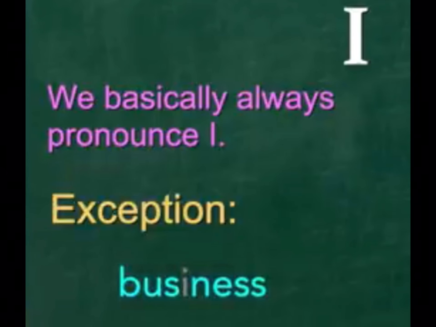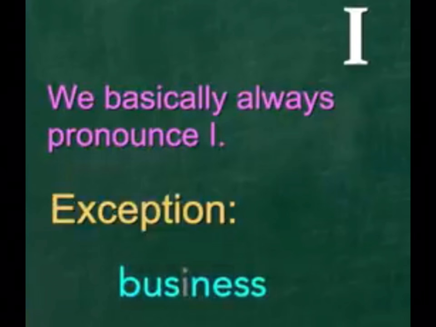Here we have, we are talking about I now. So, what about the letter I? We basically always pronounce the letter I. So the main exception is in the word business. We do not say busyness, okay? We say business. Here the I is silent, and this is the only exception in this word business. Remember, business, the I is silent. We never say busyness, okay?